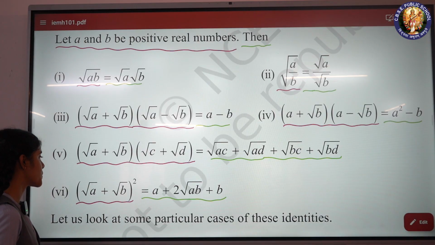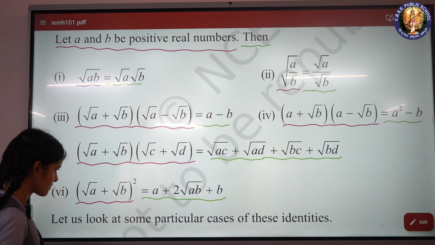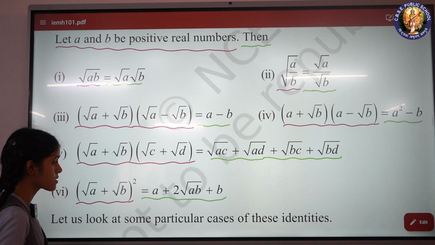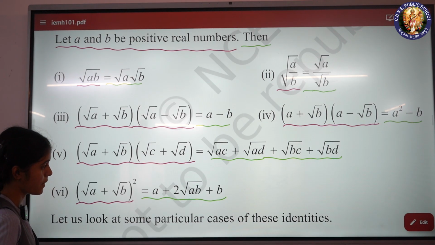Sixth, (root a plus root b) to the whole square is equal to a plus 2 root ab plus b.